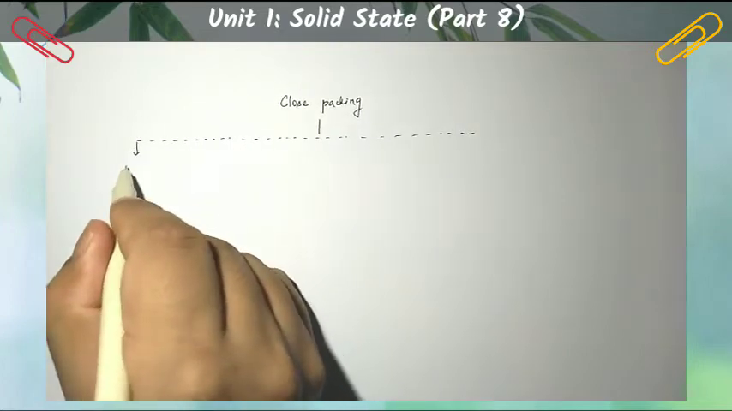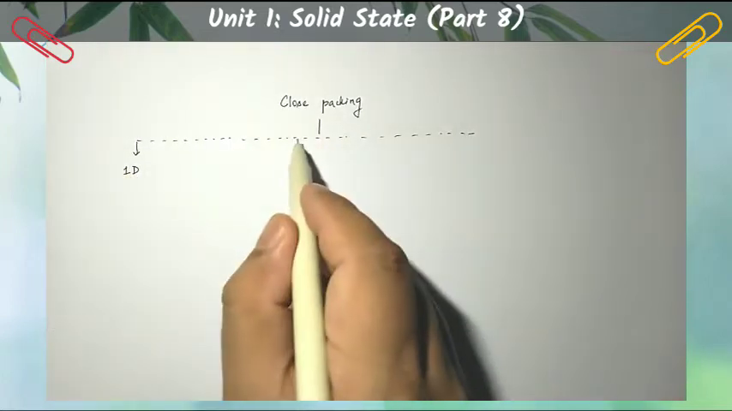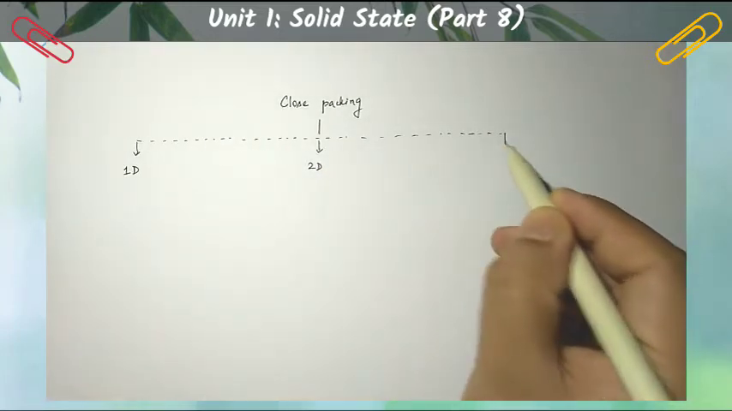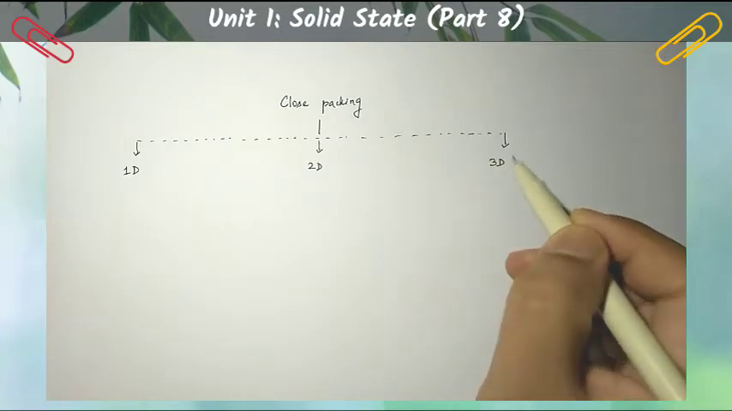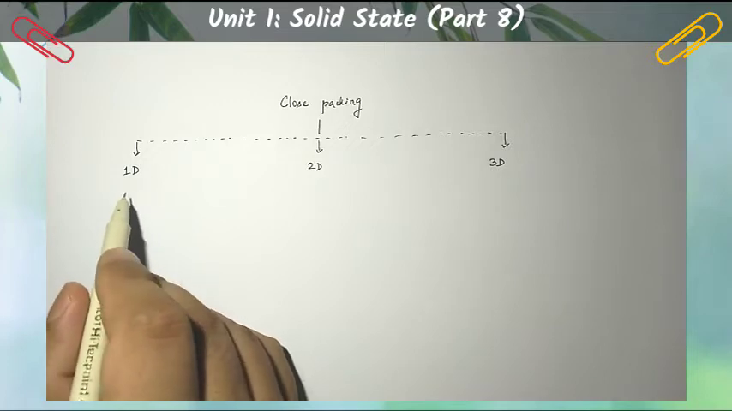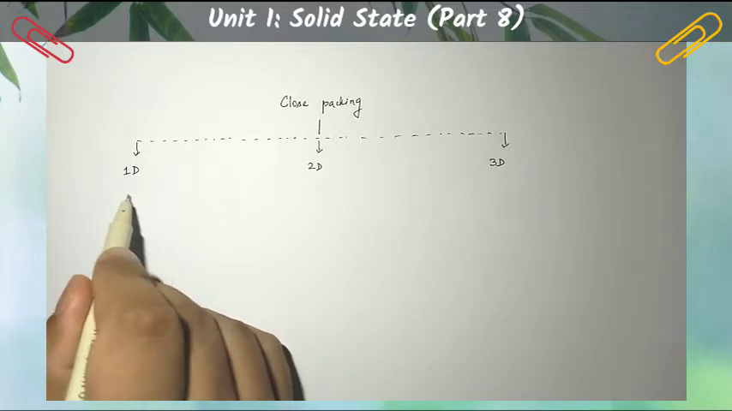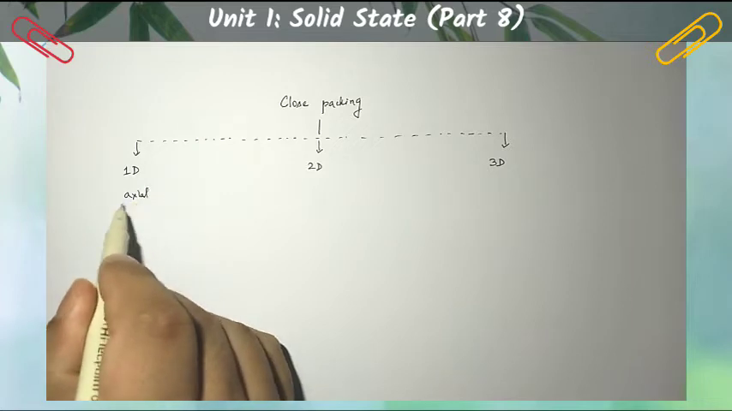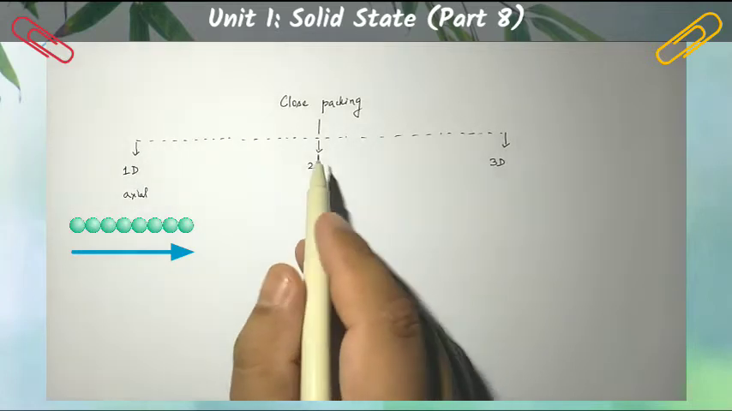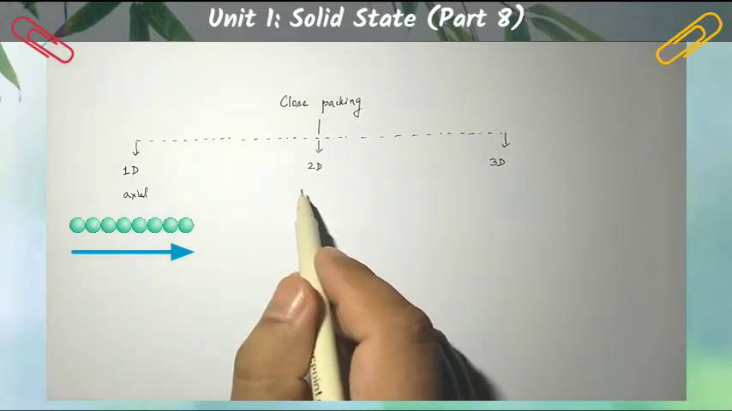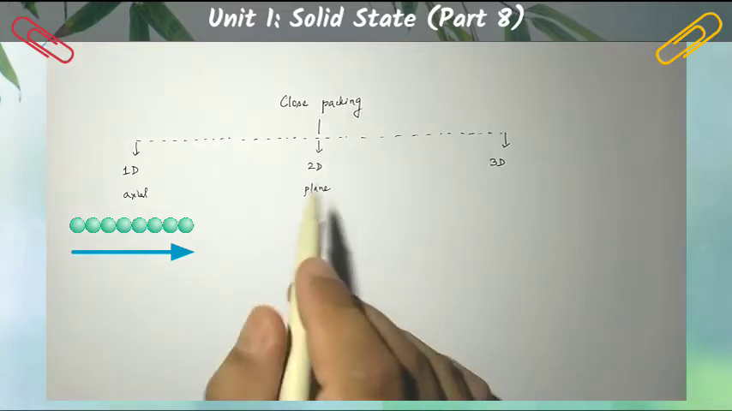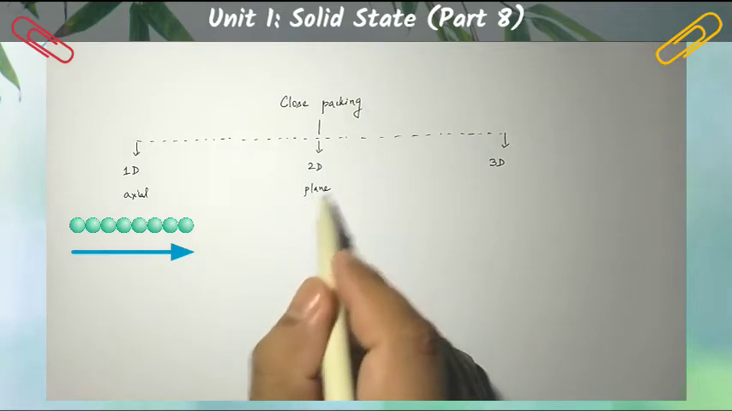The first one is one dimensional, and the second one is your two dimensional, and the third one, which is very important, is what? Three dimensional. So we know that for one dimensional the constituent particles will fill up along one axis. So this is axial arrangement, that means one dimensional arrangement. And the second one is the two dimension, in which the constituent particles will arrange in a plane, or they will form a layer.